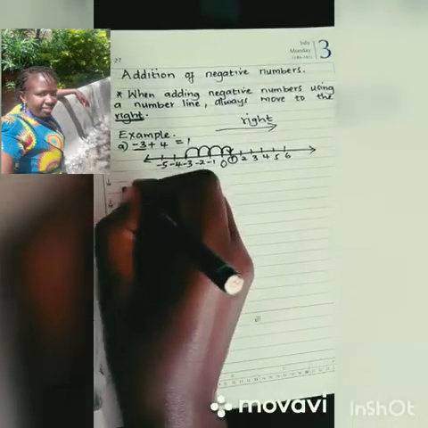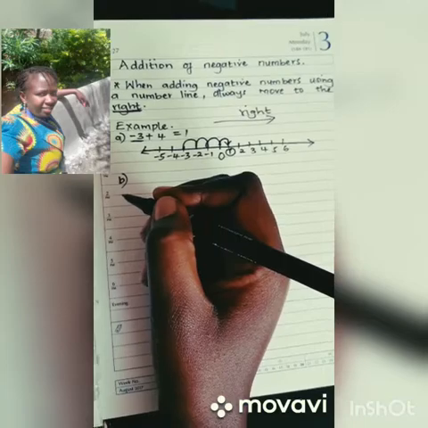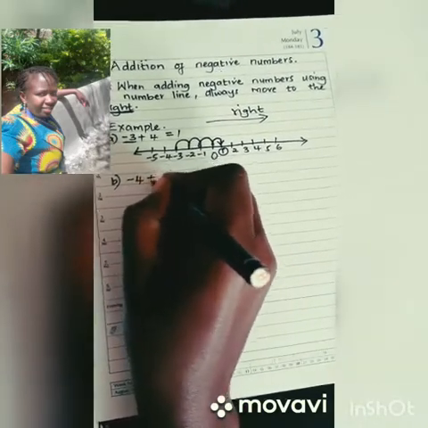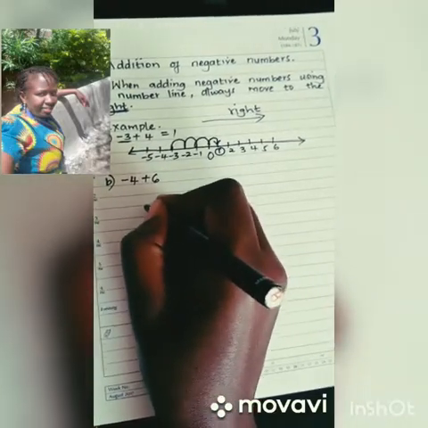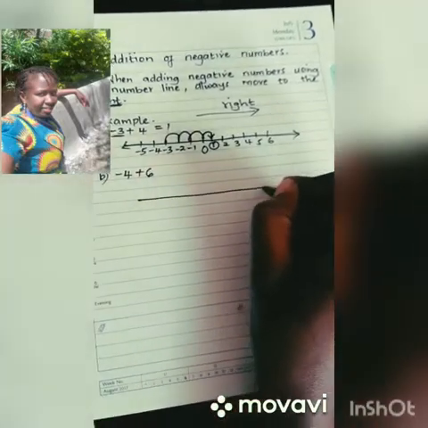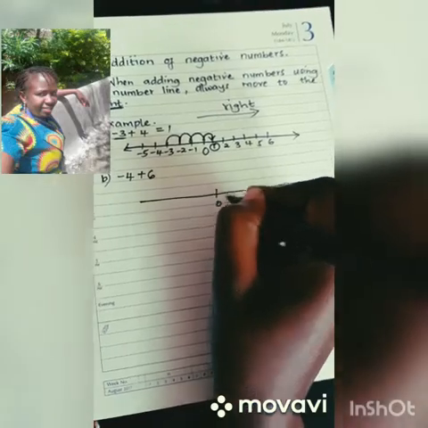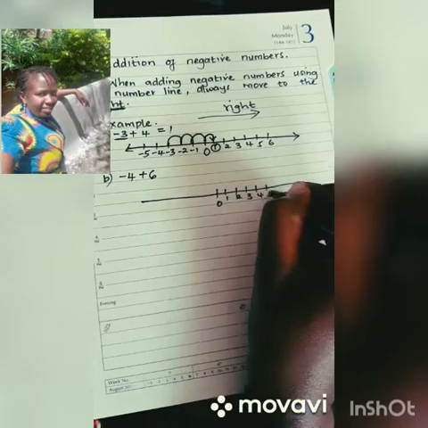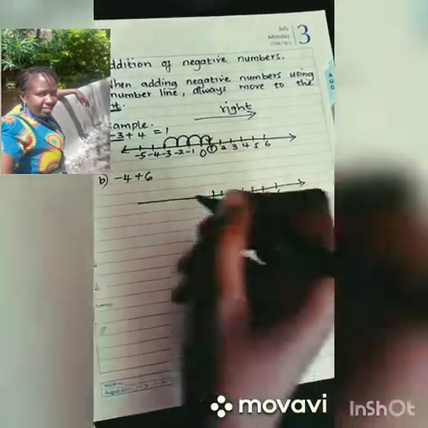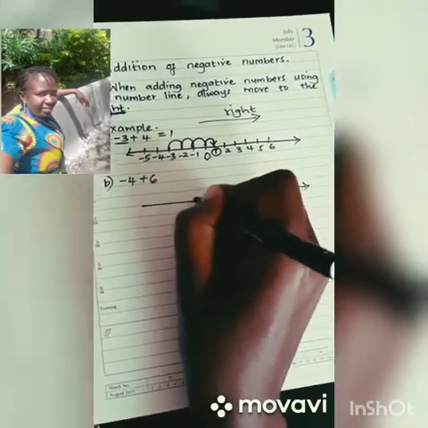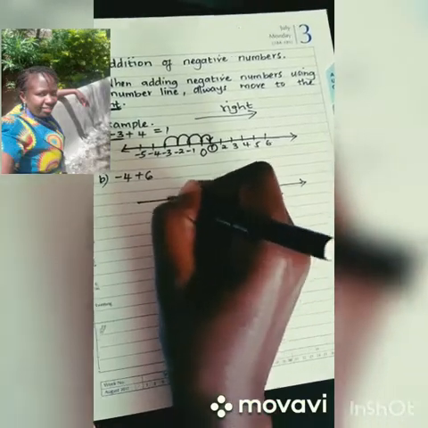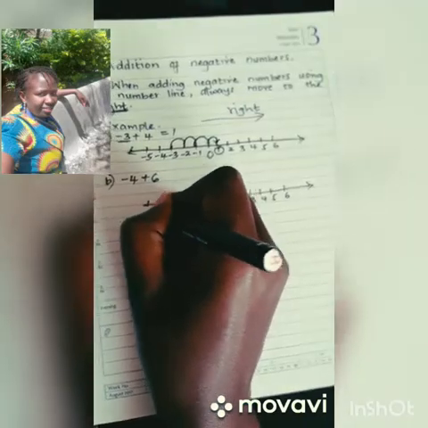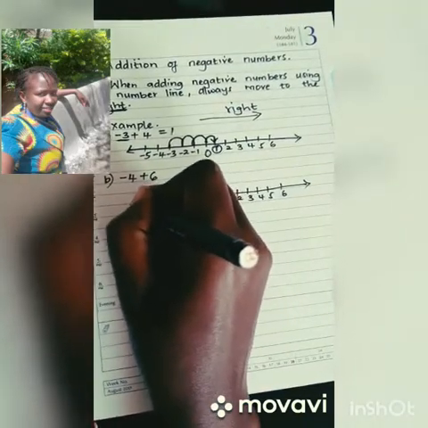I'll give a second example, because some of you have not understood what I've done. I can have negative 4 plus 6. Draw a number line using a ruler and a pencil. 0, 1, 2, 3, 4, 5, 6. It goes that way. And then on this side, we can have -1, -2, -3, -4, -5, -6, and it goes that way.